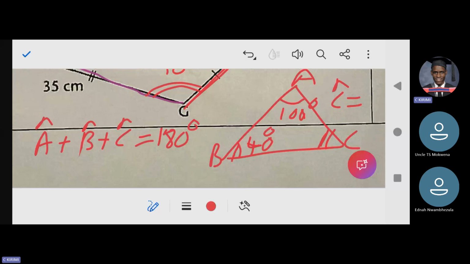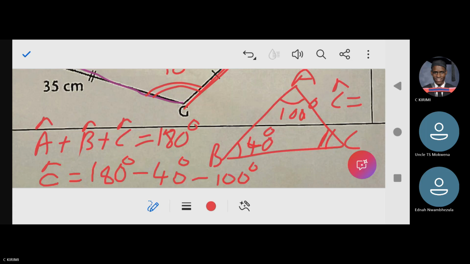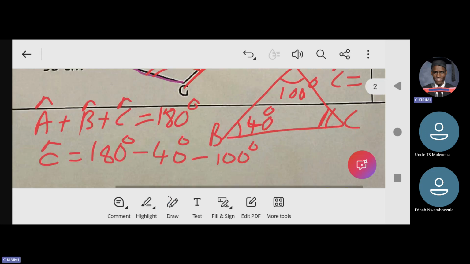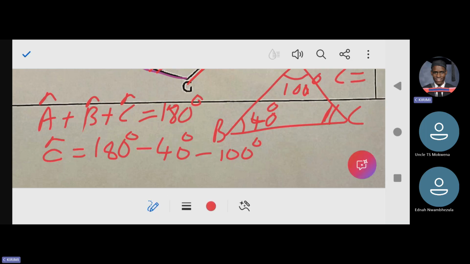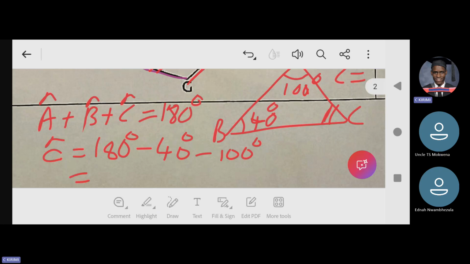So in order to get C, I told you, you say that a triangle has a total of 180 degrees minus that 40 degrees, so that you see how much is left from 180 minus 100 degrees. What is the answer? So what is C? C is equals to what? If you calculate, what will be angle C? 40 degrees. Yes, exactly, 40 degrees.